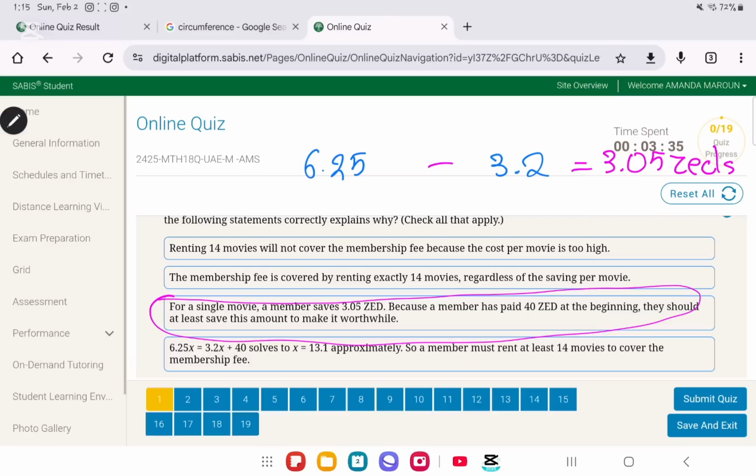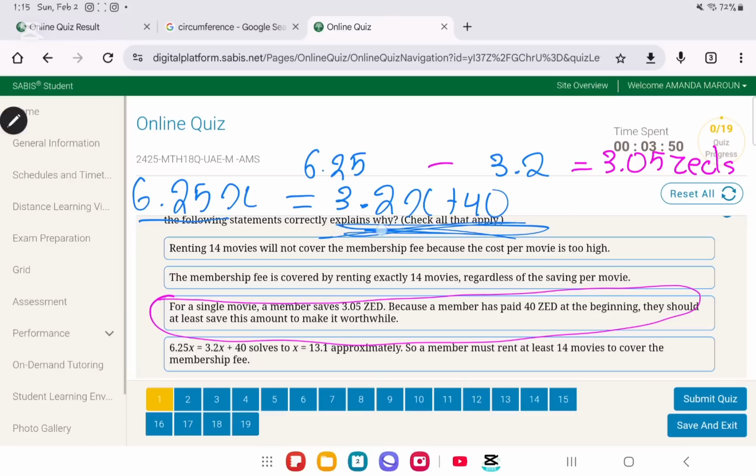Now, another thing you could do is make an equation that 6.25x, where x is the number of movies you rent, is equal to 3.2x plus 40, because we know this and this is the same. Yeah? So we need to see what is the number of movies someone should buy in order to cover the total cost of the same number of movies with a membership.